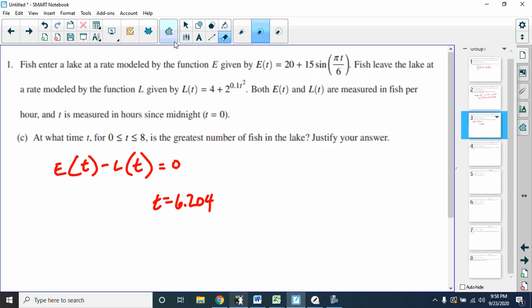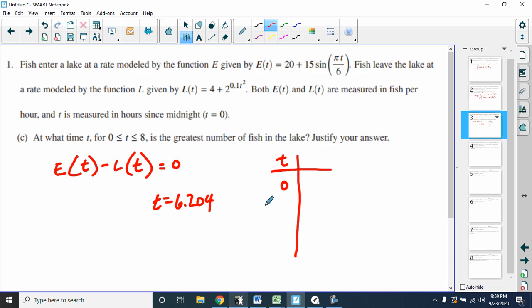The most common way to justify is to list the number of fish added, or the change in fish at different times. So we don't know how many fish we started with. So let's say at time t, we have 0, 6.204, and our endpoint is 8. And then let's actually call this change in fish.